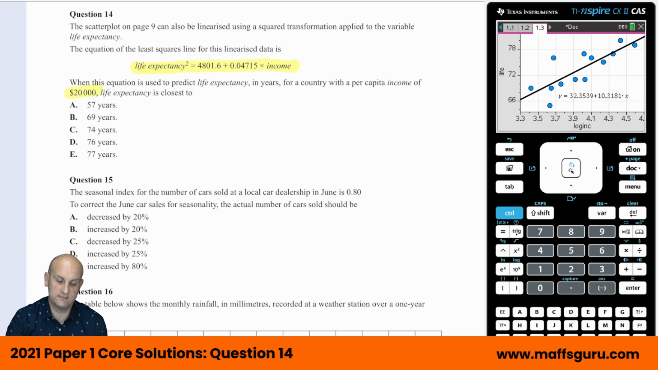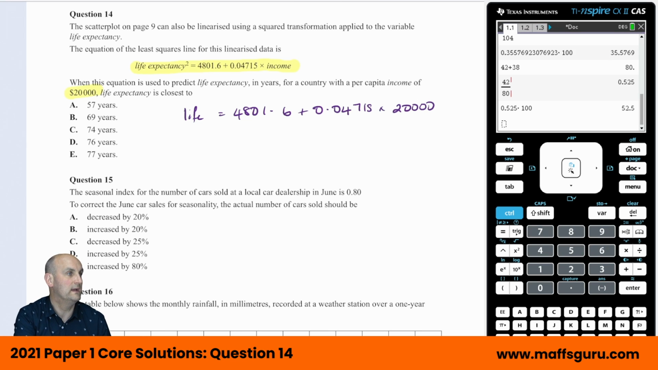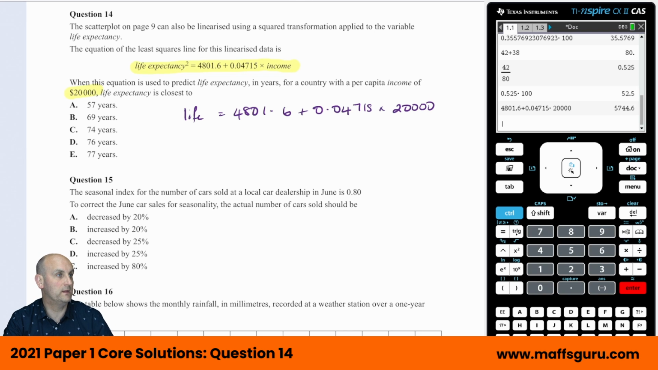All right, so basically they're just trying to say, well, we know now that life expectancy squared is equal to 4801.6 plus 0.04715 times the income, which is $20,000. So again, what I'm going to do is put that value into my calculator. So let's flick back to our calculator screen. 4801.6 plus 0.04715 times 20, 1, 2, 3. There we go. That's going to give me that value there.